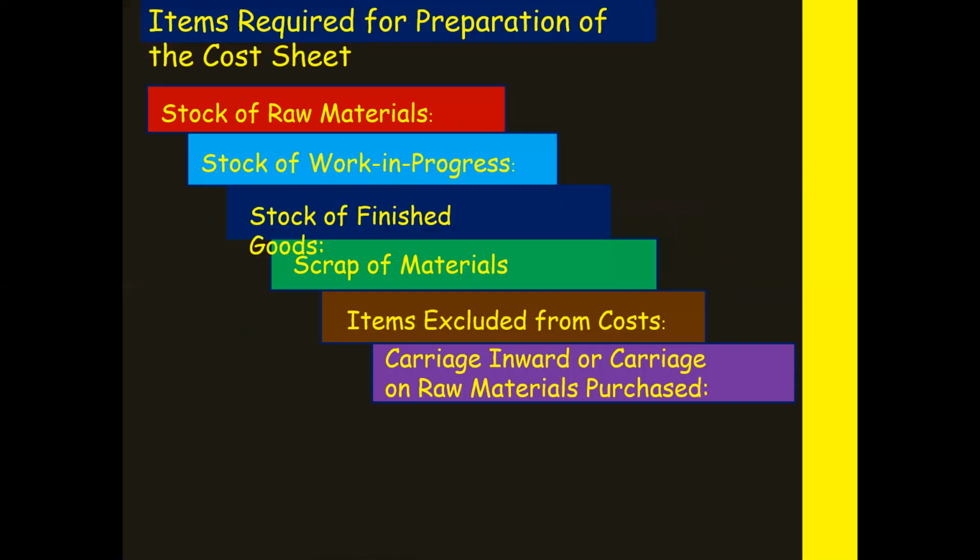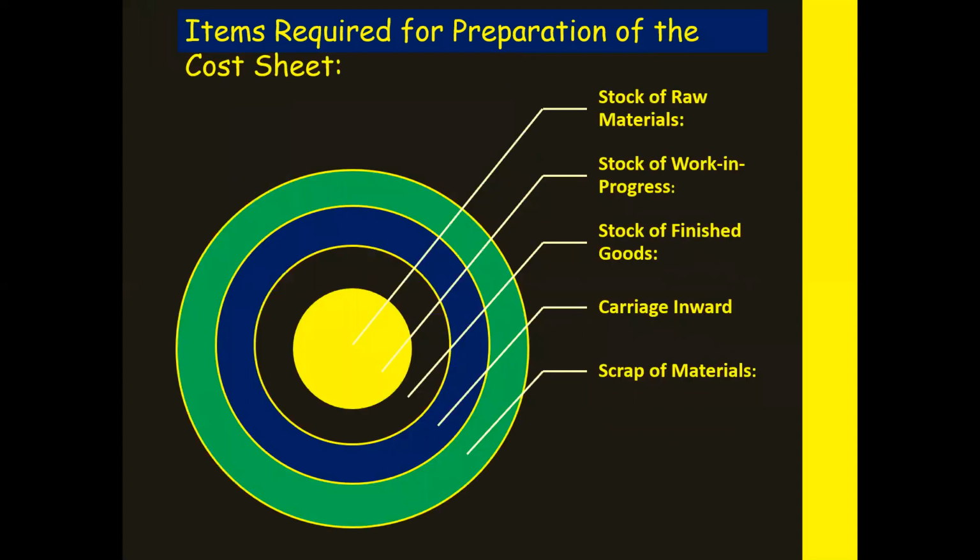Now, the next one comes to the items required for preparation of the cost sheet. We have seen that in the prime cost we include raw material, and in the work cost we include work in progress. Stock of finished goods is required in the cost of production. Scrap materials, items excluded from cost, carriage inwards or carriage on raw material purchased, they are in the selling and distribution cost. So these are the six main items required for the preparation of the cost sheet.